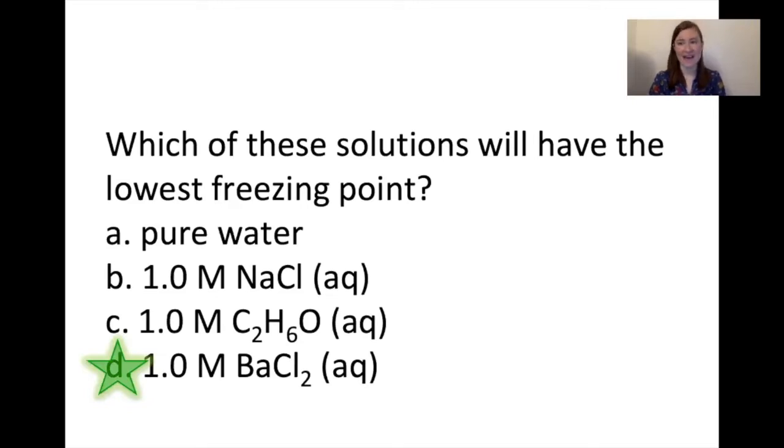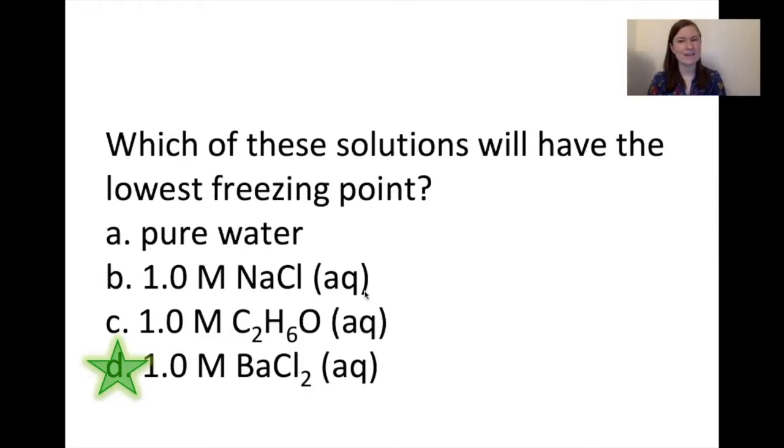The reason for that is because when BaCl2 dissolves into water, it splits apart into 3 ions, Ba2+, Cl-, and then another Cl- that's separate, right? So a 1 molar solution of barium chloride is really like a 3 molar solution of ions. There's 3 moles of ions per liter of water. NaCl splits apart into Na+ and Cl-, so a 1 molar solution of NaCl is kind of like a 2 molar solution of ions, right? Less concentrated than BaCl2.